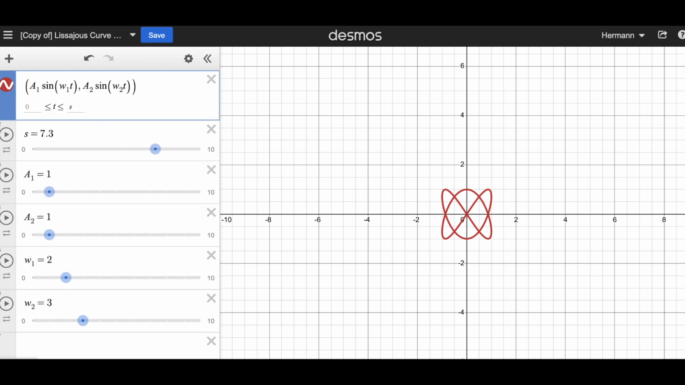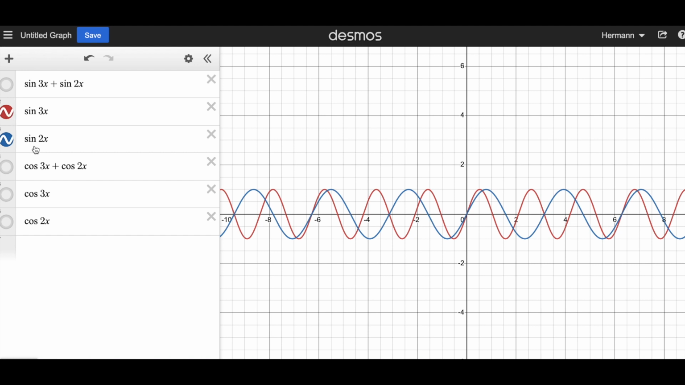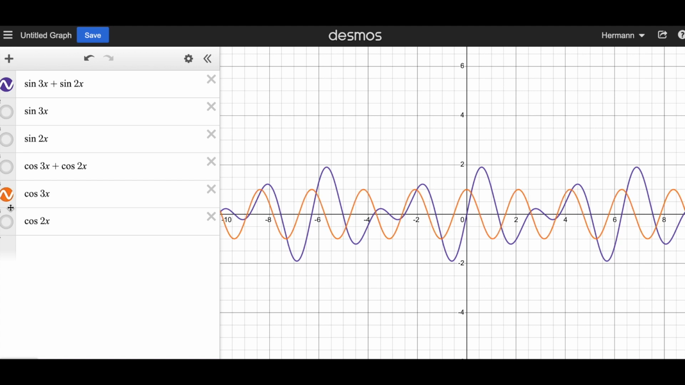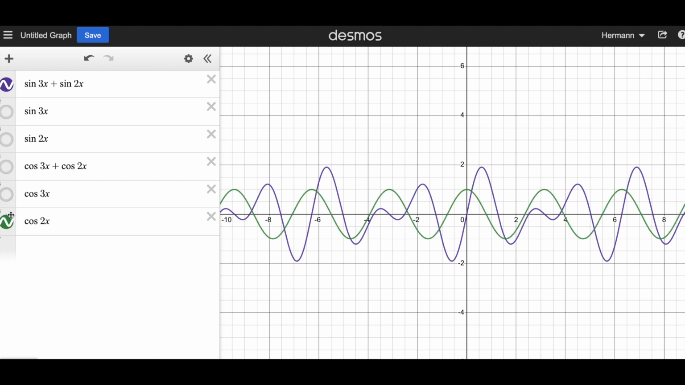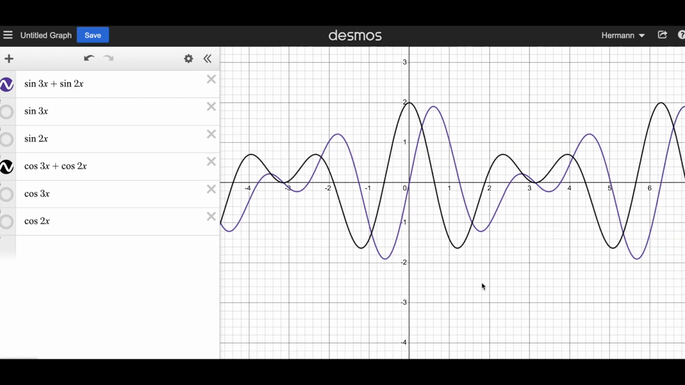A good illustration of the difference between the two when we're combining them is the following. Here I'm combining two sine functions, sine 2x and sine 3x, and if we add them together, if we do an arithmetic combination, this is the signal that we get. And if we combine these two cosine functions, cosine 3x and cosine 2x, the signal that we get is this. My thought was that, okay, if we add them together, we'll get the same signal, but just shifted over. But that's not the case.